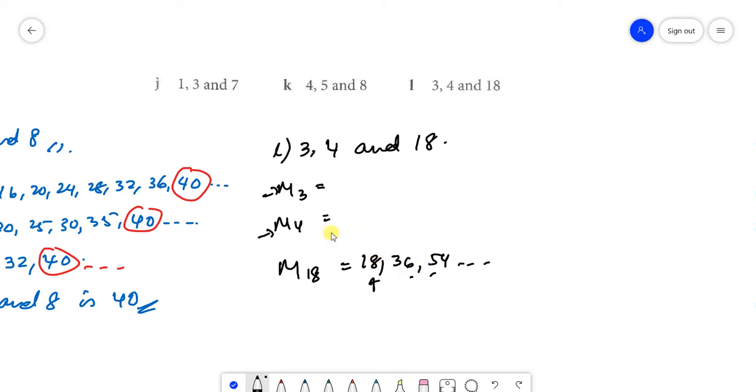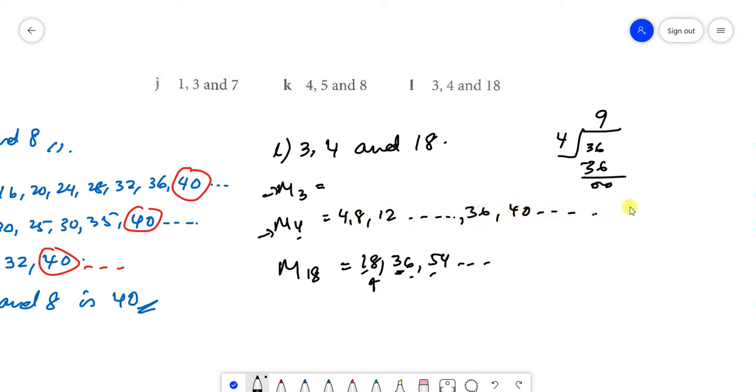Let's see, is 18 divisible by 4? No. Is 36 divisible by 4? Let's check. 4 nines are 36. Yes. So it's like 4 ones are 4, 4 twos are 8, 4 threes are 12, and then we have 36 and 40 and so on. So I'm just keeping these multiples here.